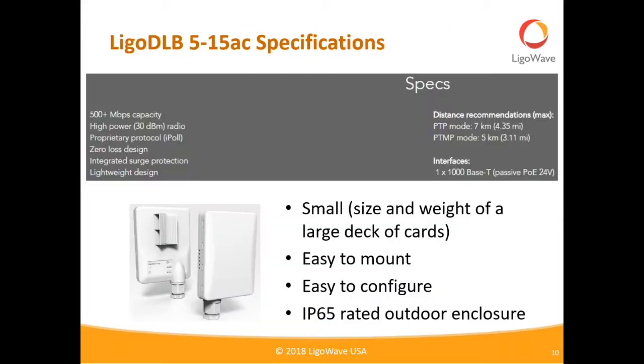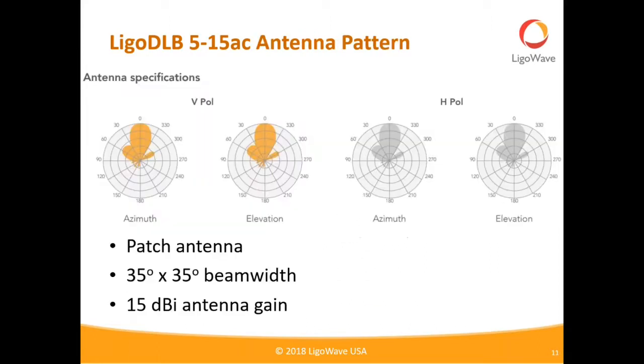So let's talk about the 515AC, which is the model that we are featuring today. This is our smallest access point model. It's about the size and weight of a large deck of cards, to give you some visualization of how big it is, because it's really, really tiny. It's very easy to mount. It's very easy to configure, and it is IP65 rated with a 30 dBm radio and a 15 dBi antenna built in. This is what the antenna pattern looks like. So you can see it's a roughly 35 by 35 degree patch antenna with a 15 dBi gain.